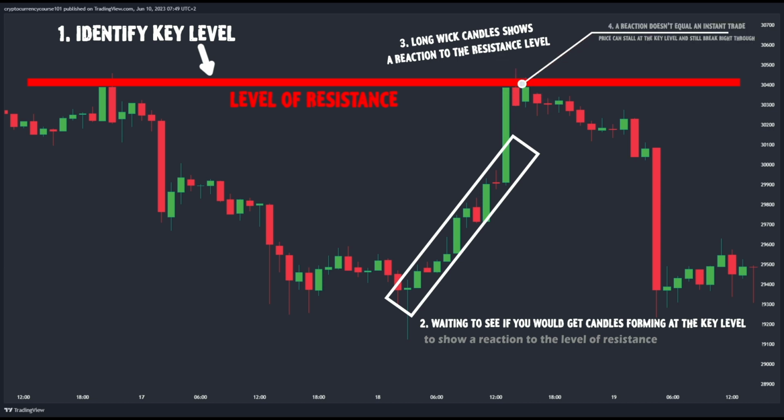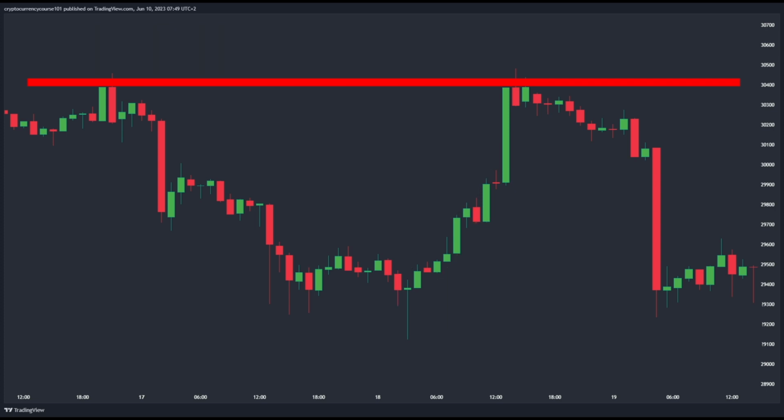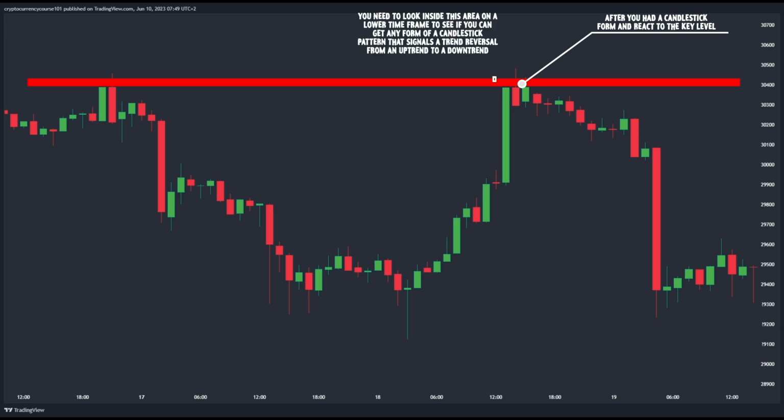But a reaction doesn't equal an instant trade, as price can stall at the key level and still break right through. And don't forget that this is a very strong uptrend. So what you need to do is, after you have this long wick candle react to the level of resistance, look inside of this area on a lower time frame to see if you can get any form of price action that signals a trend reversal and a change from an uptrend to a downtrend.